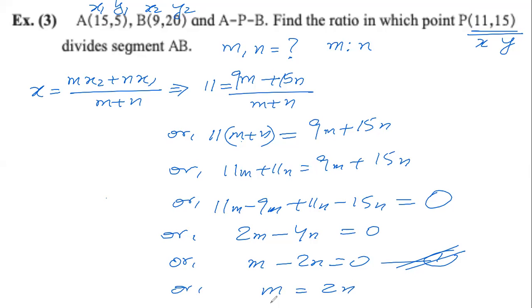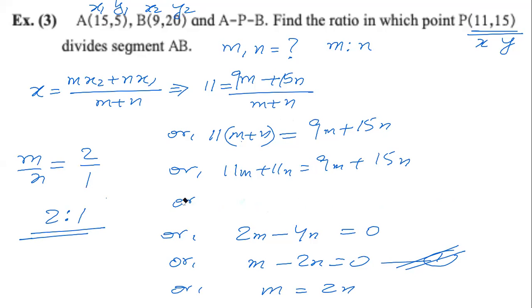So m by n. Now, if we bring n to the left hand side, m by n equals 2, that means equals 2 by 1. So the ratio is 2:1. And we can find the same thing if we use the y formula. Let me write it once again in another way.